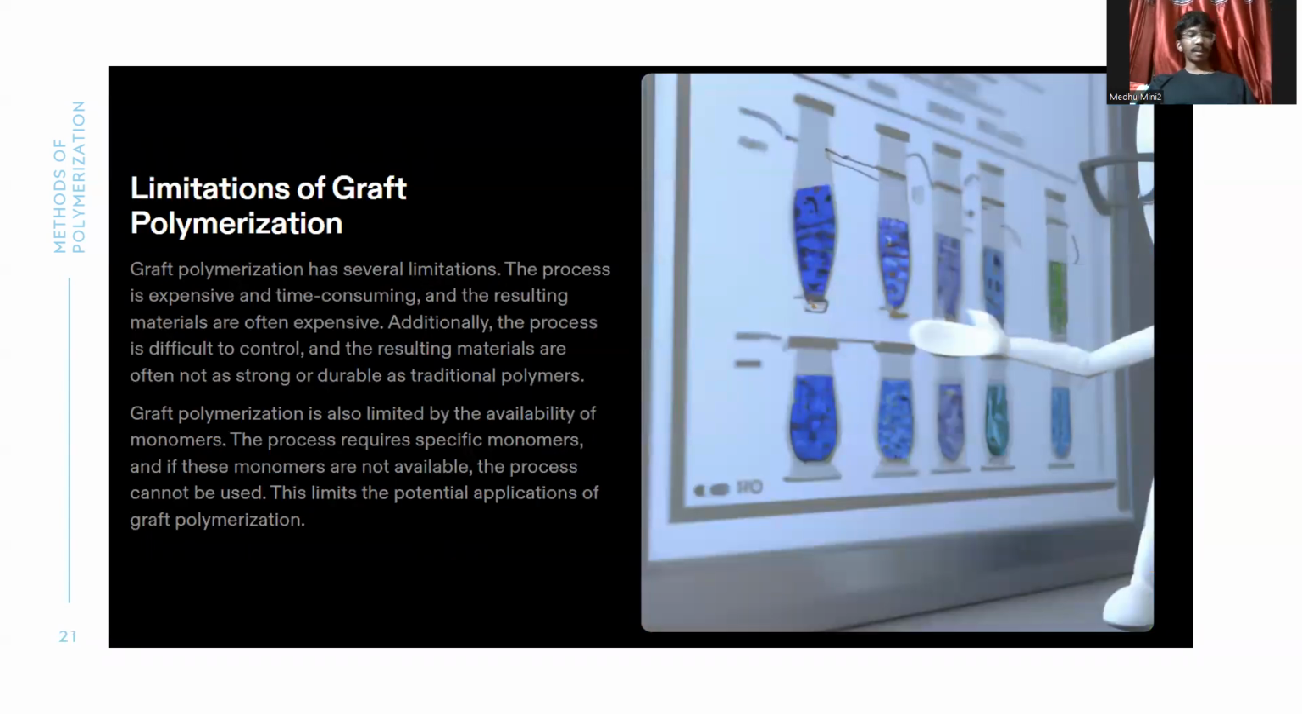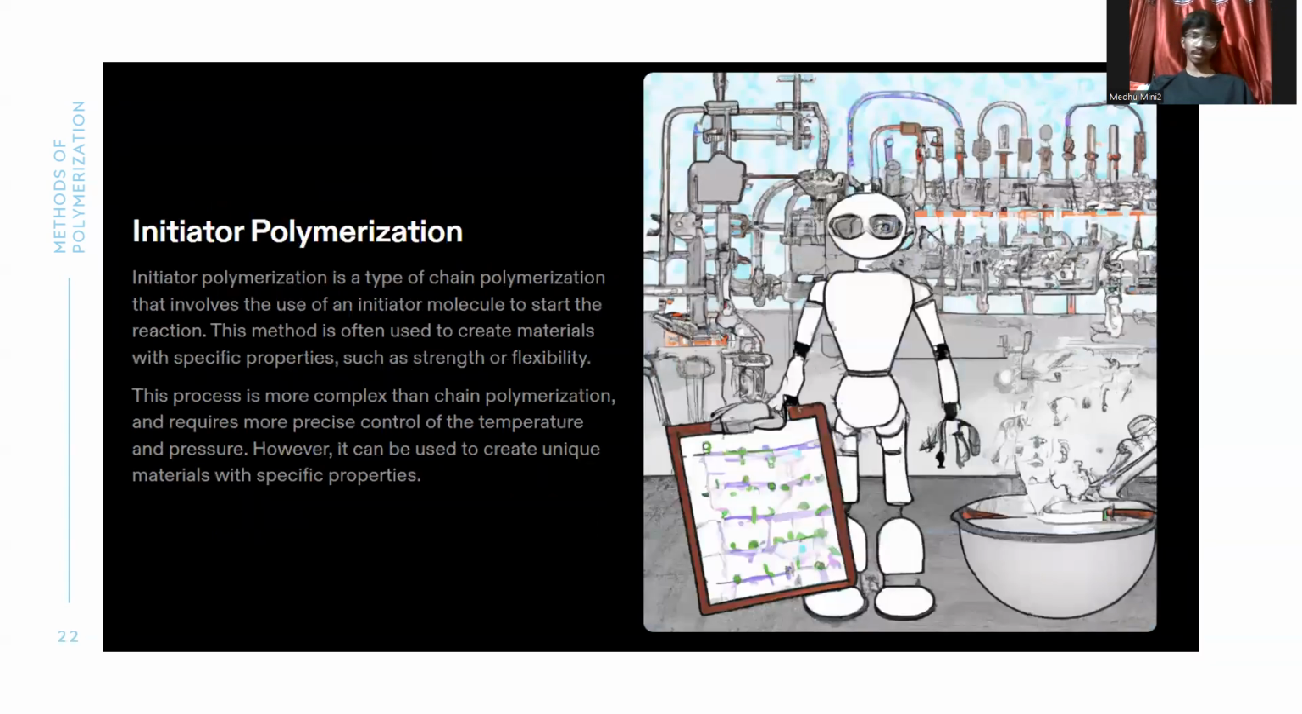Limitations of graft polymerization. Graft polymerization has several limitations. The process is expensive and time consuming, and the resulting materials are often expensive. Additionally, the process is difficult to control, and the resulting materials are often not as strong or durable as traditional polymers. Graft polymerization is also limited by the availability of monomers. The process requires specific monomers, and if those monomers are not available, the process cannot be used. This limits the potential application of graft polymerization.